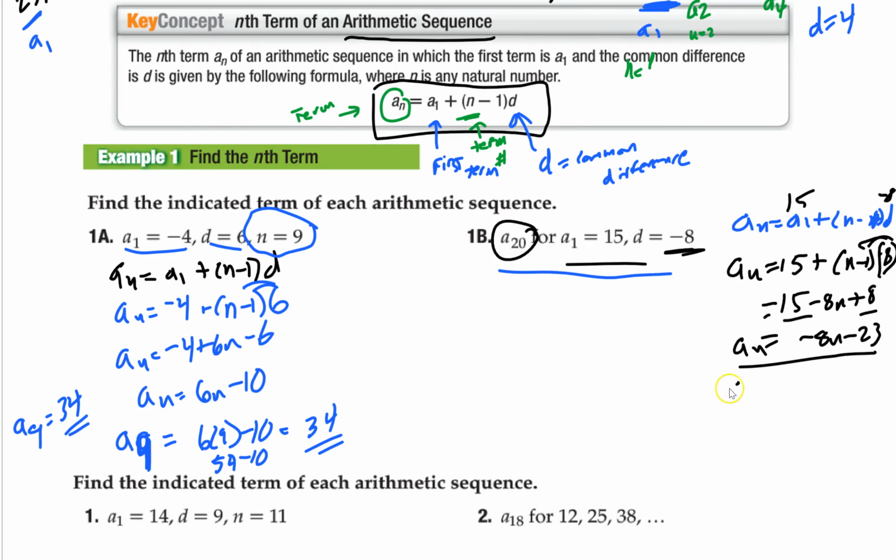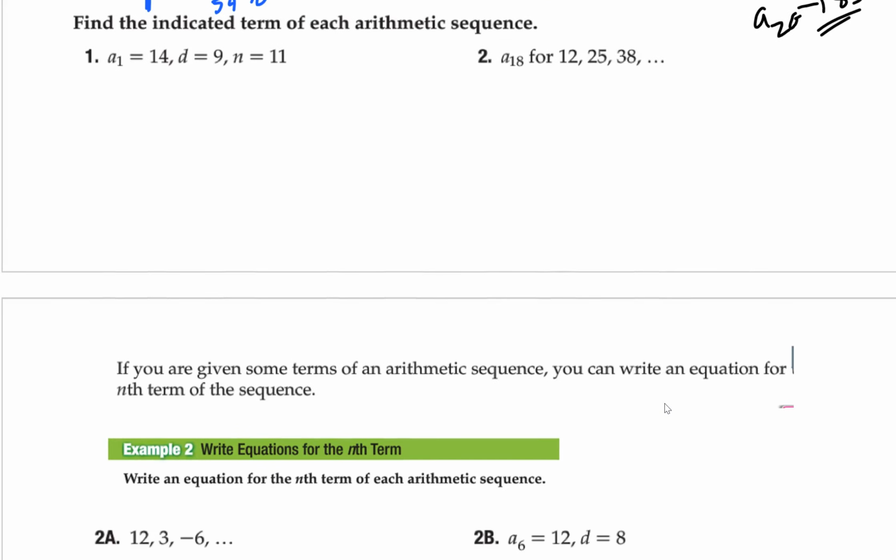So the way this works is A20, you just plug in 20 for n. So -160 plus 23, -137. So the 20th term is -137. Right, that's all it is. You have this formula, plug A1 and d into your formula, find this, and then you can find any term you want. Now let's go a little bit tougher.